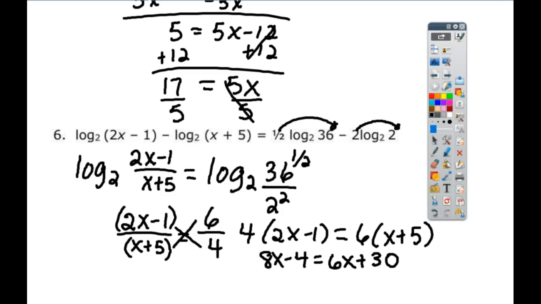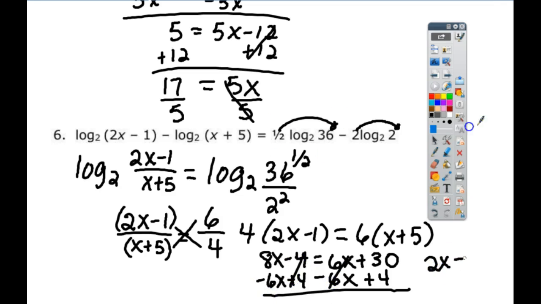I'm going to subtract the 6x and add the 4. So I have 2x equals 34. I get 17.